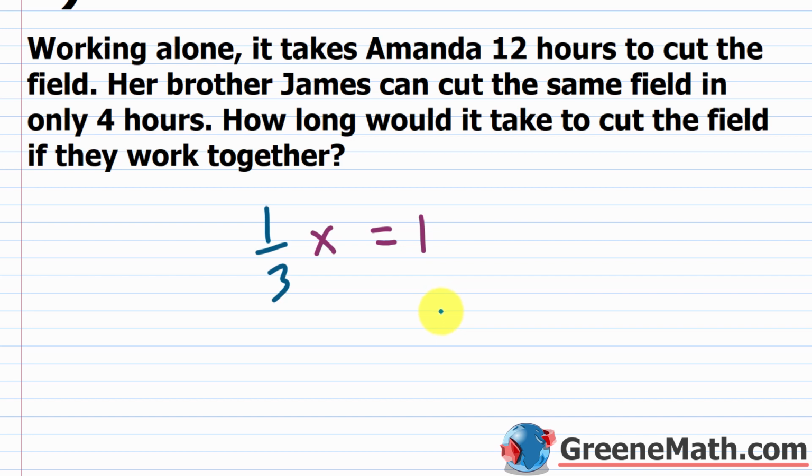So here, we would just basically multiply both sides by 3. So multiply by 3 over here and by 3 over here. So this would cancel and you get x is equal to 3. So essentially it would take 3 hours if they were working together. So I'm just going to say 3 hours. Now, can we check this?